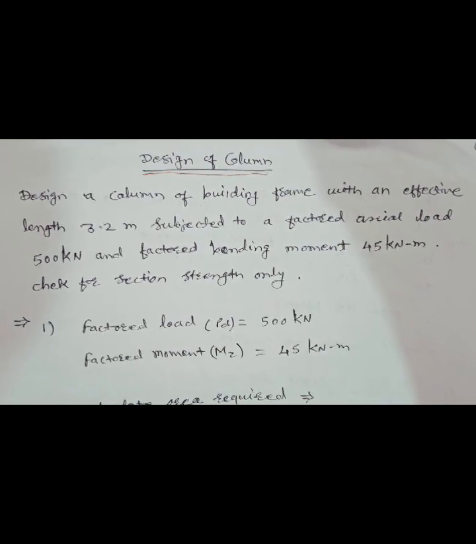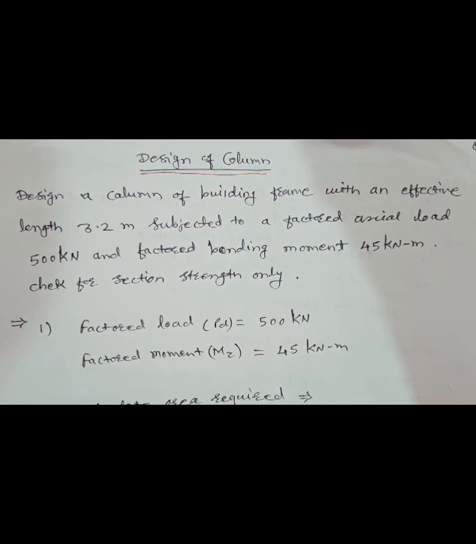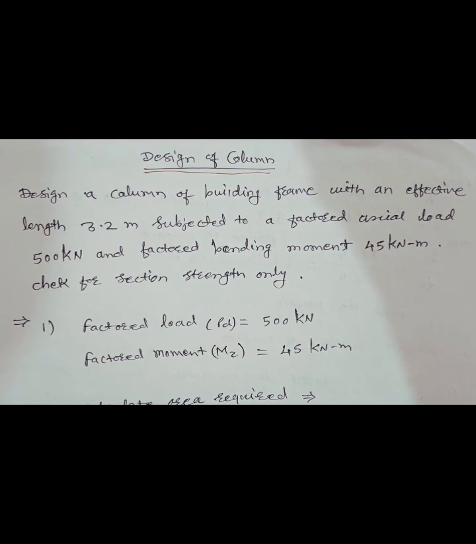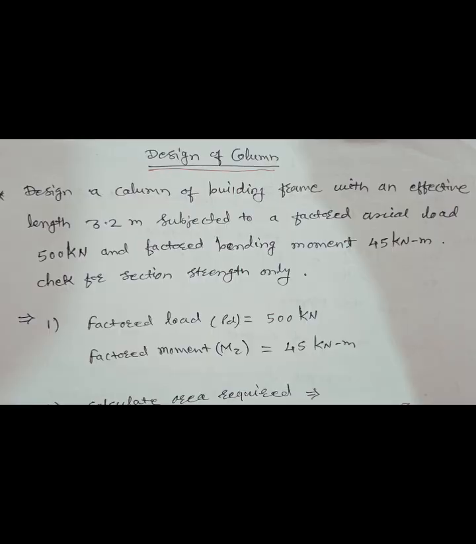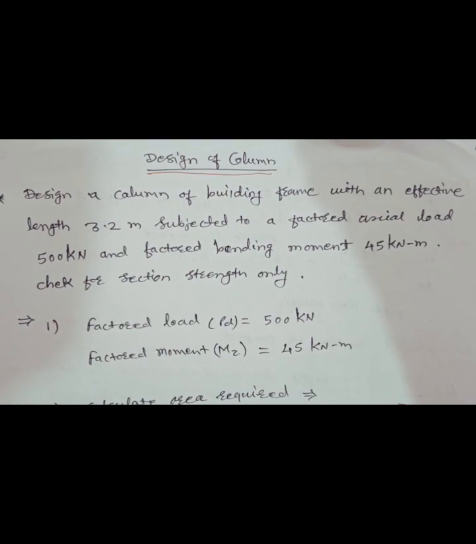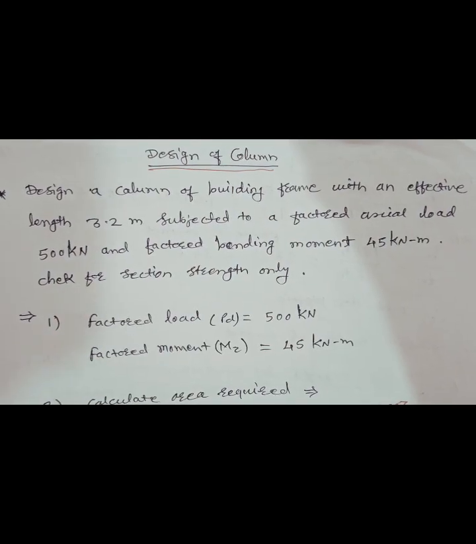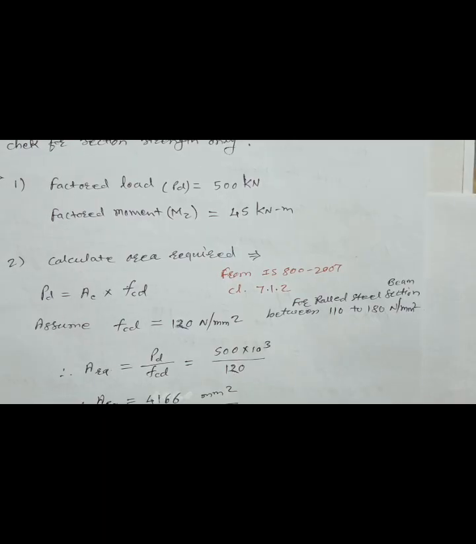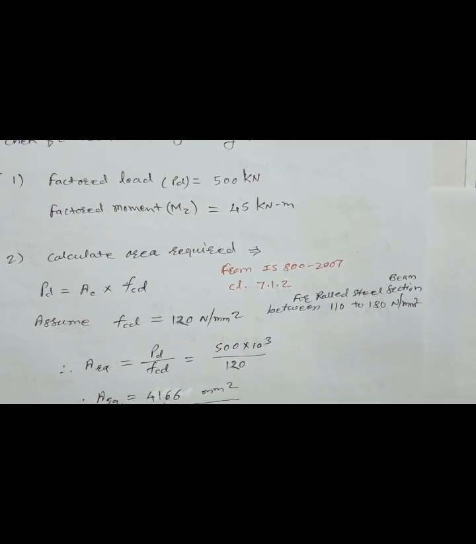So similar to the compression member design, we first have to select the area from the given loading condition, and from that area we are going to select an I section from the steel table. For that, all properties of the I section will be checked for bending, yielding and strength. In this numerical, the factored load is already given, so no need to multiply by 1.5.